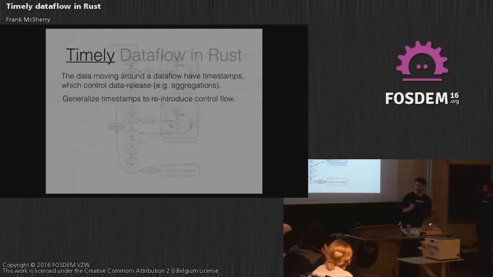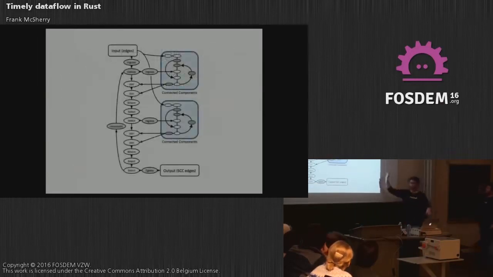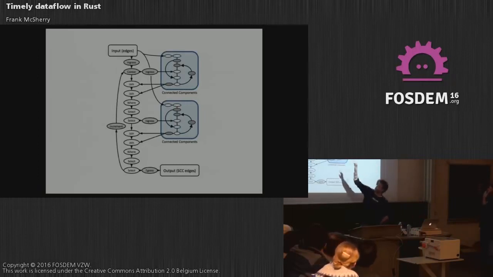Let me show you a horrible picture. Actually, I think it's great, but this is a real data flow graph that timely data flow uses. This is for computing strongly connected components in real time from a stream of input edges. And if you look at it just briefly, before you turn away, there's all sorts of loops going on.